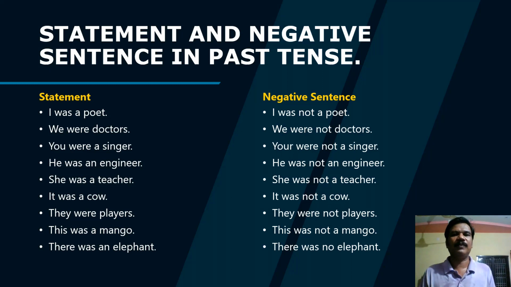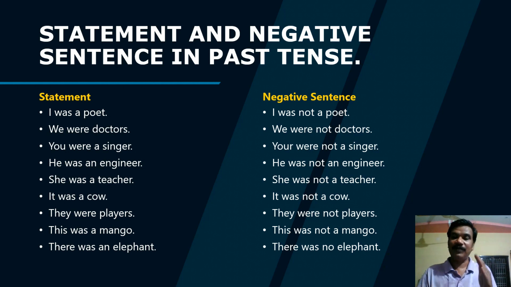I was a poet. I was not a poet. We were doctors. We were not doctors. You were a singer. You were not a singer. He was an engineer. He was not an engineer. She was a teacher. She was not a teacher. It was a cow. It was not a cow. They were players. They were not players. This was a mango. This was not a mango. There was an elephant. There was no elephant.